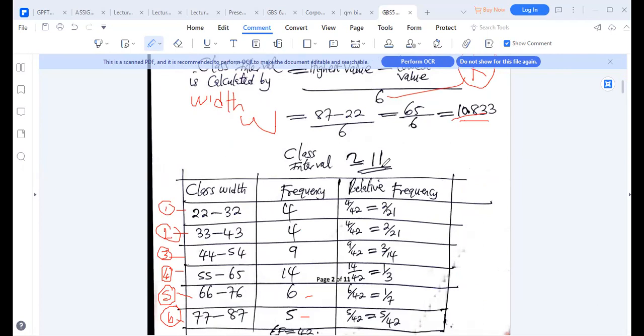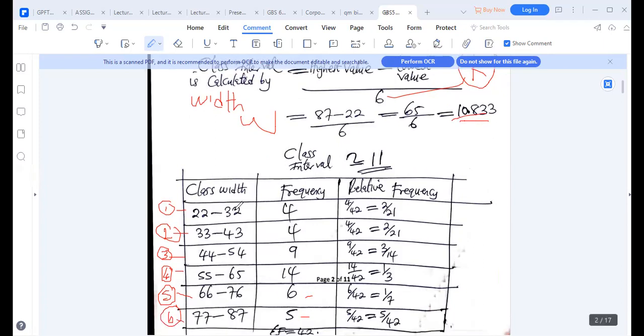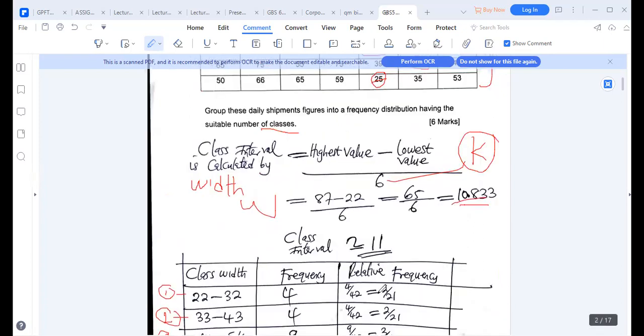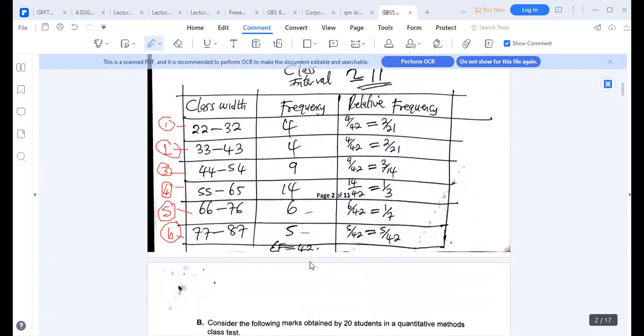Okay, so there were 4 of them. There were numbers between 22 and 32, but the width was 11. The number of classes was 6, so there were 1, 2, 3 up to 6. So this is what this question was all about: relative frequency, which is frequency over the total frequency.